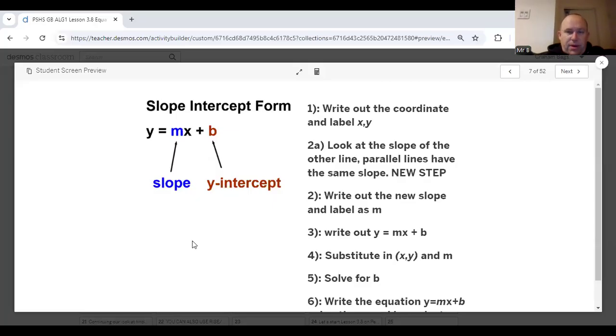All right, this is lesson 3.8. This is perpendicular lines, but we're going to start off with a review of 3.7 first. So we were working on the 6 steps.